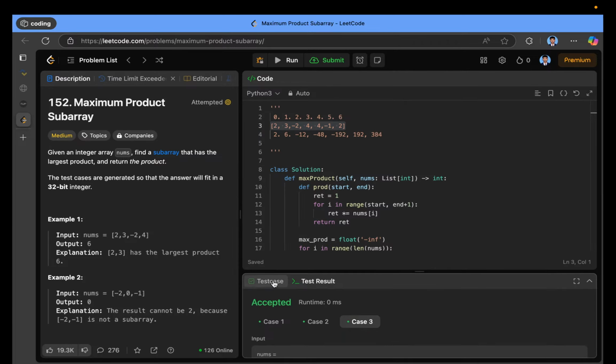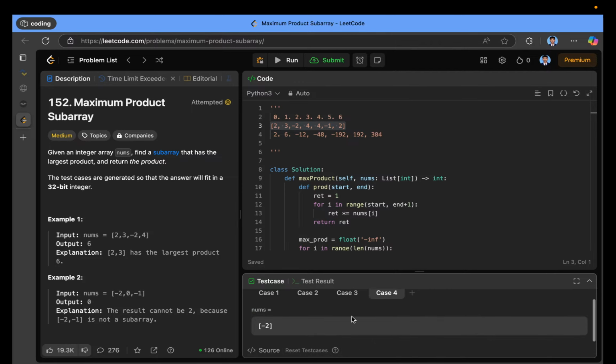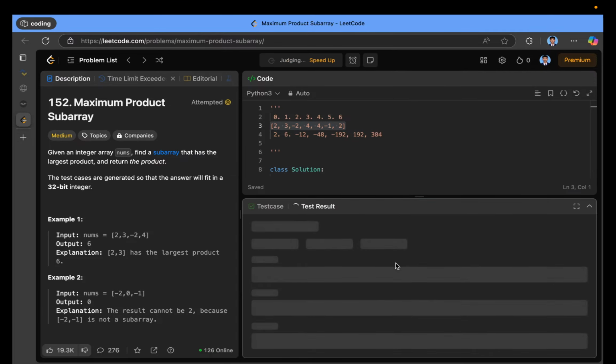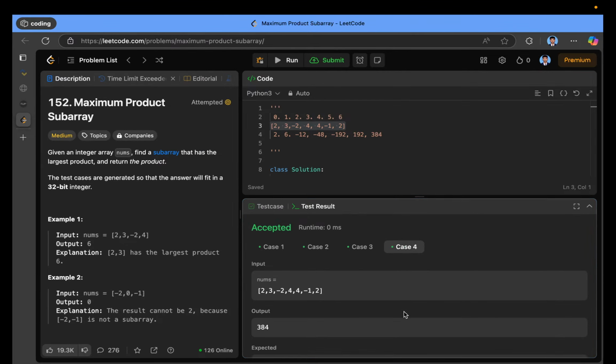Let's check it. Copy. What should I add? New test case. Okay, here. Test case 4. Control E. 384. Okay, my calculation is right.